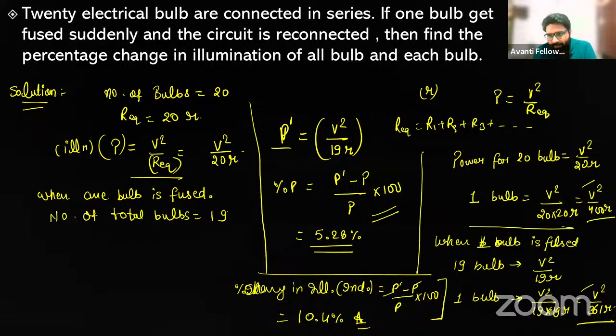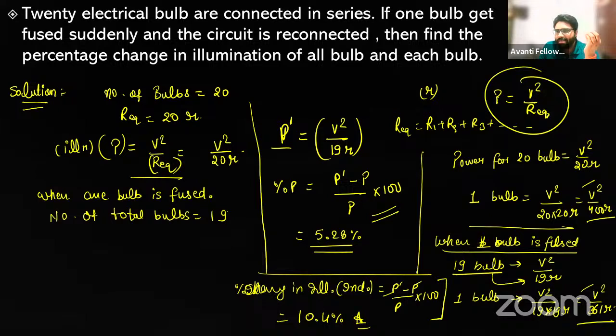Okay, last point. Look, when one bulb is fused, the total number of bulbs remaining is 19. For 19 bulbs, the total power is V square upon 19R, where R equivalent will become 19R because one bulb is removed. Now for 19 bulbs the power is V square by 19R. For one bulb it is V square by 19 into 19R. It is similar to this: 10 bananas cost 120 rupees, so one banana is 120 by 10.